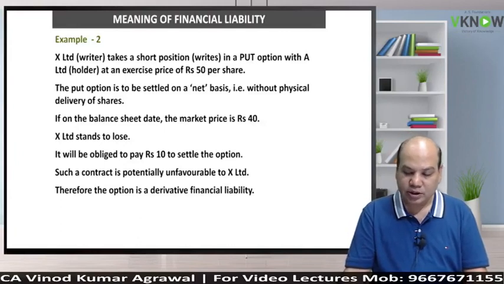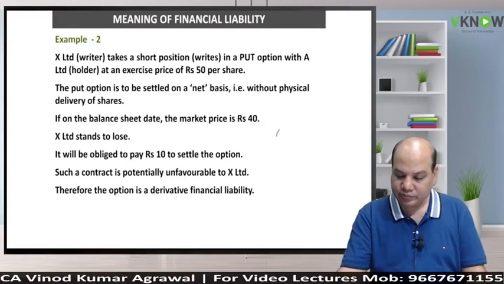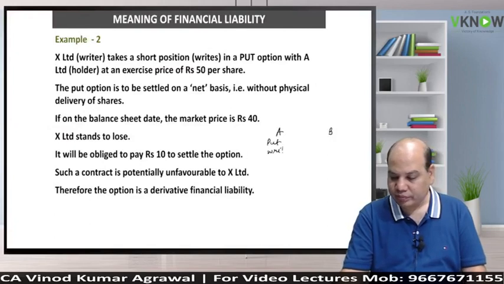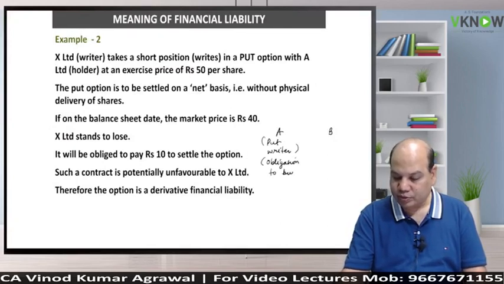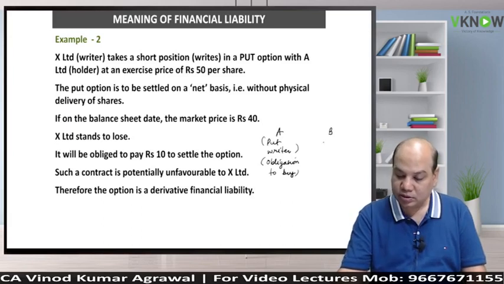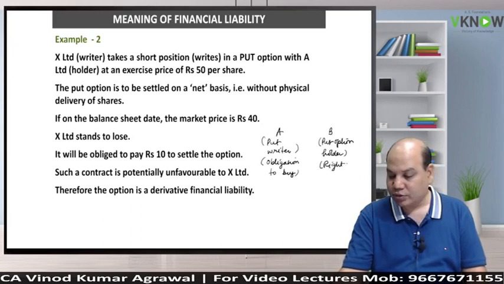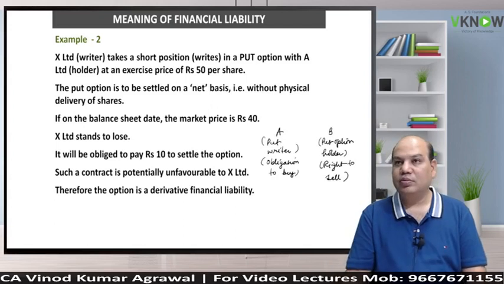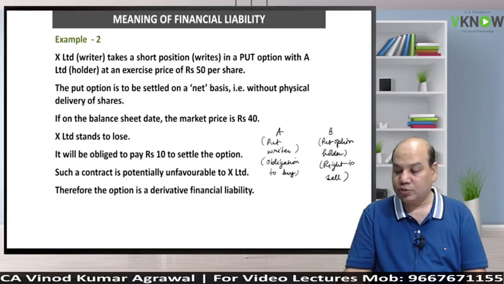One more example we'll take. Suppose there are two parties, A and B. A is a put writer. Put writer has an obligation to buy, and B is a put option holder. This put option holder has a right to sell. Only this basic thing you should know, which they normally teach you in SFM. A put option holder has a right to sell.